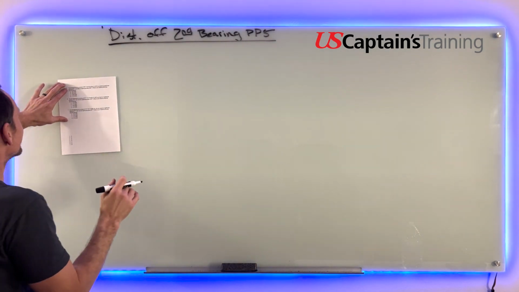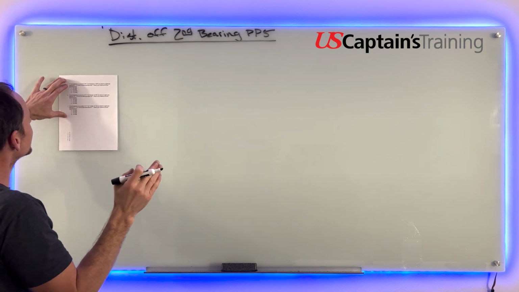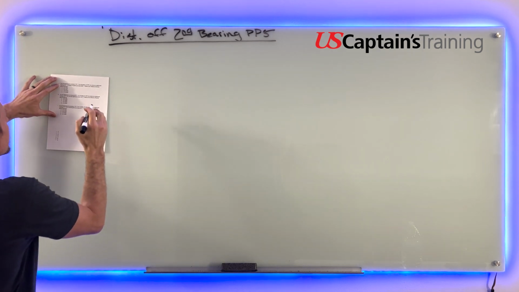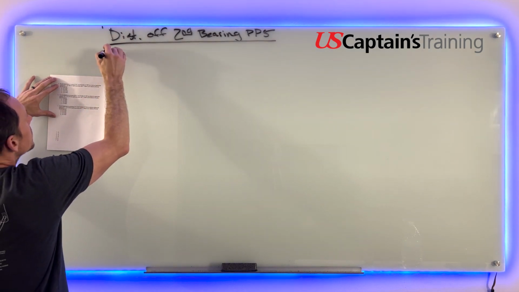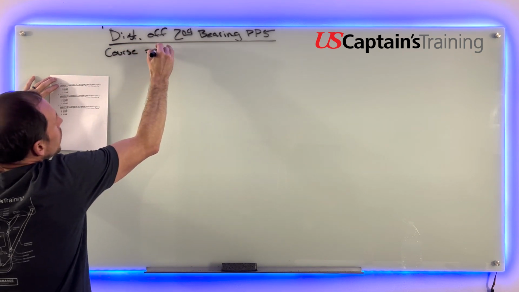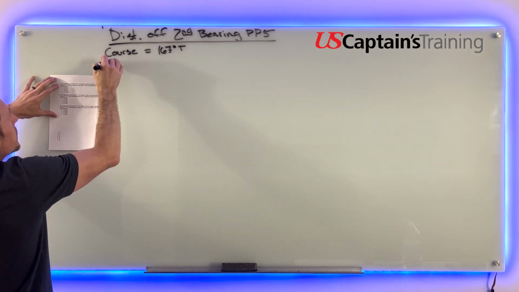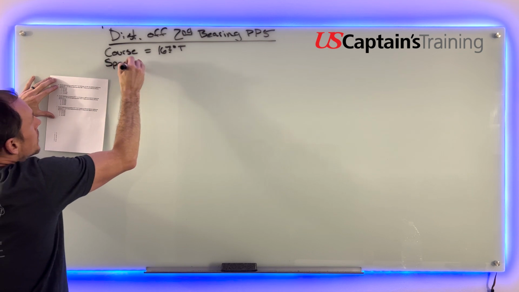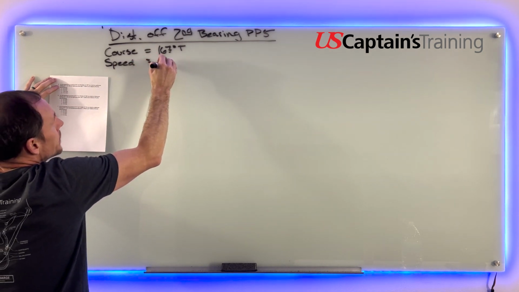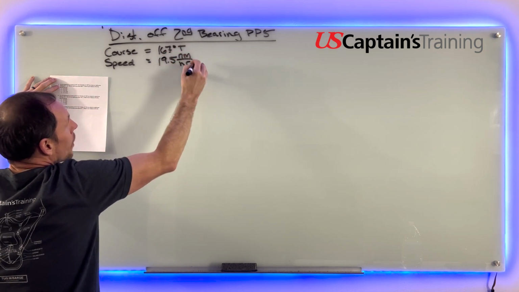So the problem reads, you're steaming on a course of 167 degrees true at 19.5 knots. There's information in there. Course is equal to 167 degrees true. It gave us a speed. The speed was equal to 19.5 knots. So 19.5, what's a knot? It's a nautical mile per hour.